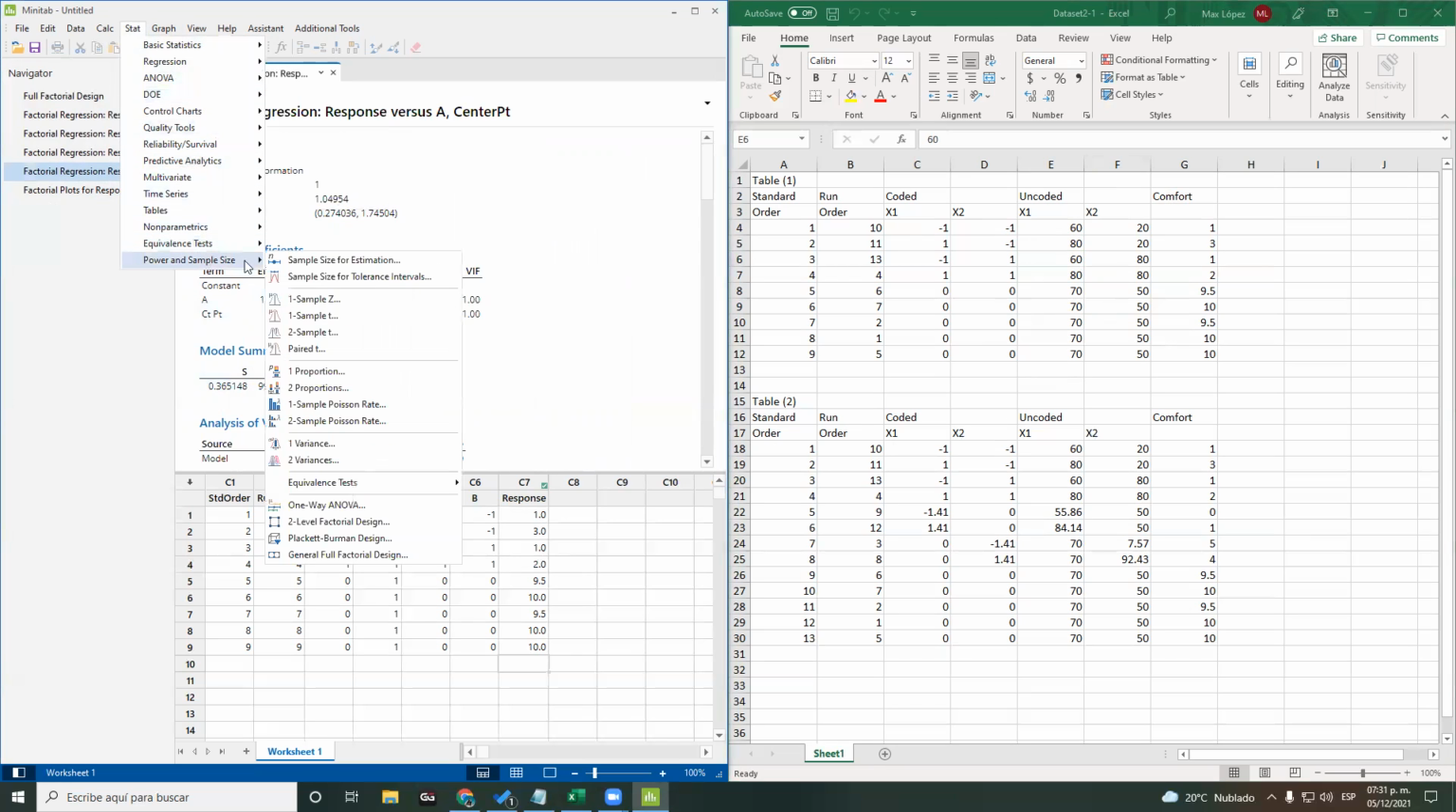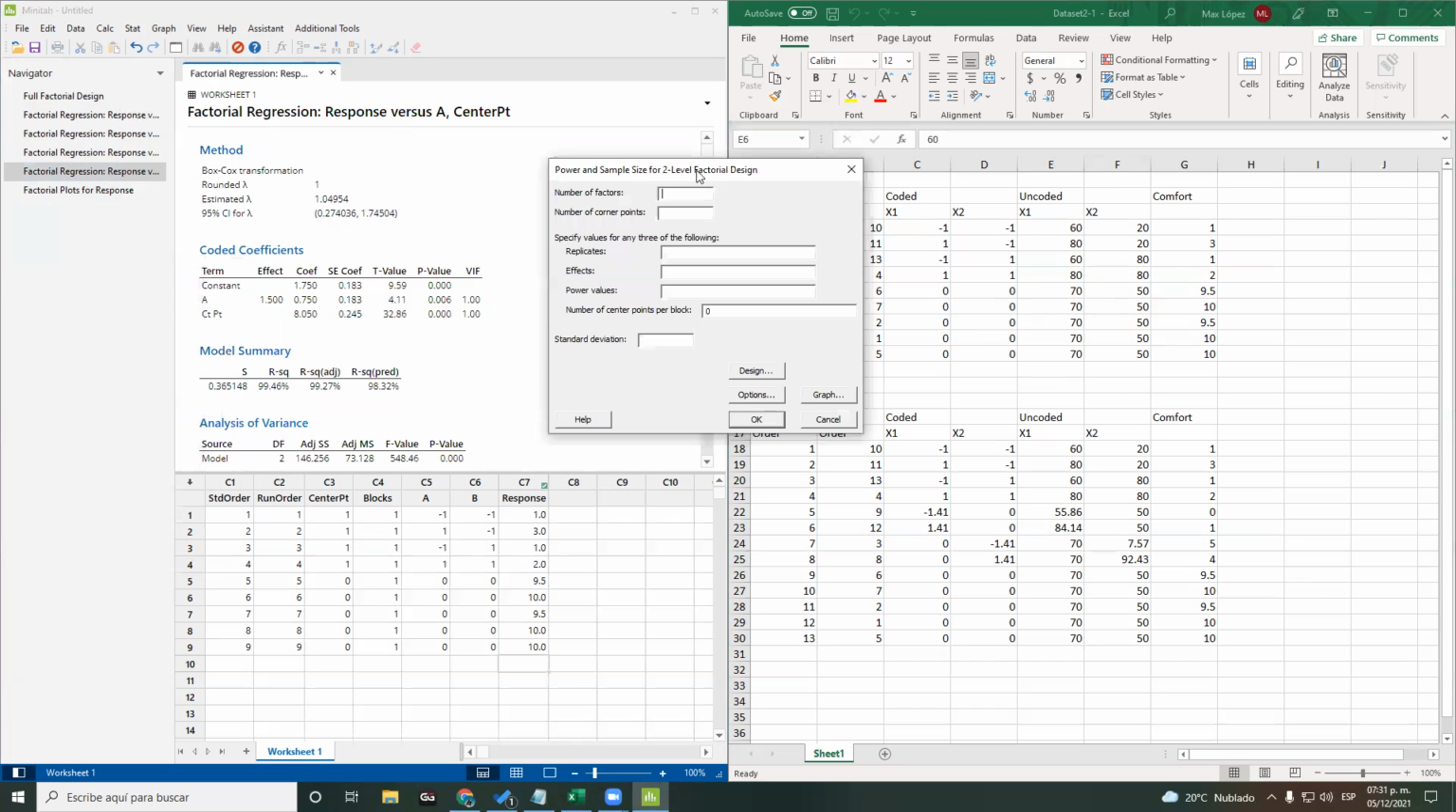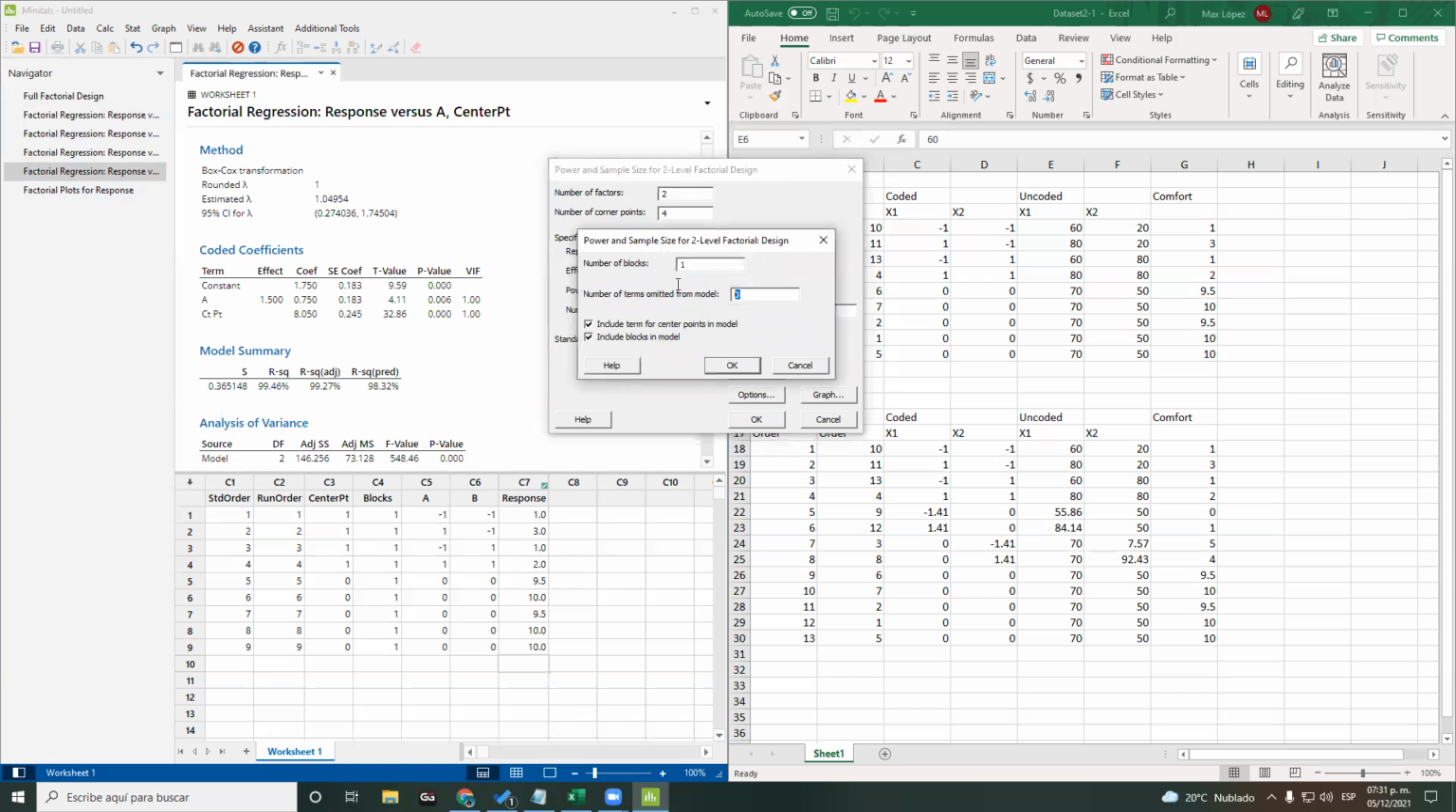So we have a 2-level factorial design. We have 2 factors with 4 corner points, 1 replicate. The only effect that we have is 1.5. Number of center points per block, we have 5 center points, and our standard deviation is 0.3655148. Sorry, and we removed two terms.